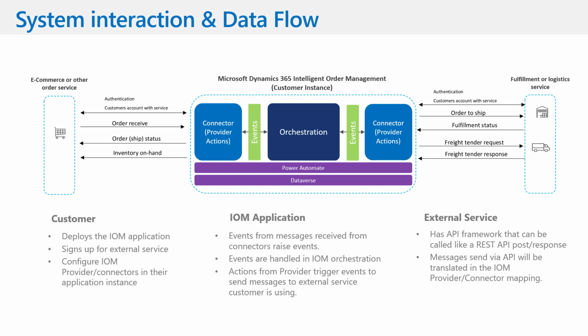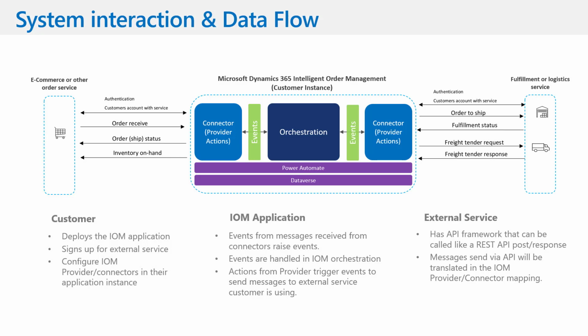Let's have a look at these concepts in an overall system interaction data flow. So if we have an external e-commerce or order source that can send us an order based on that provider actions, it can trigger an event which can be used in the orchestration. The orchestration can trigger another event which would trigger an action, for example, to send this order to a fulfillment warehouse logistics provider to ship that order. We can then get status information back from that logistics provider, which can raise another event through that provider action, and in which we can use the orchestration to raise another event and call that provider action to send, for example, that status back out to that e-commerce.